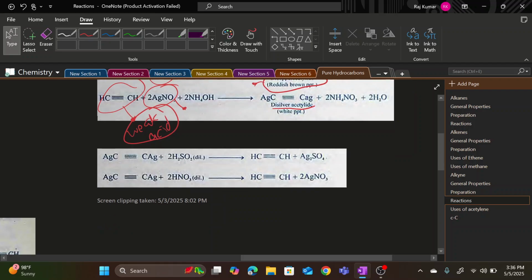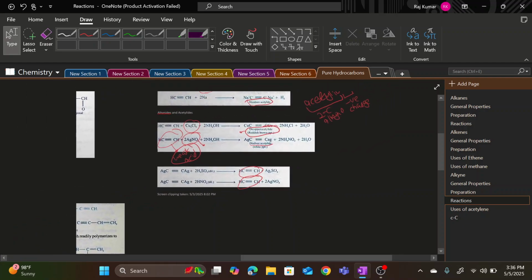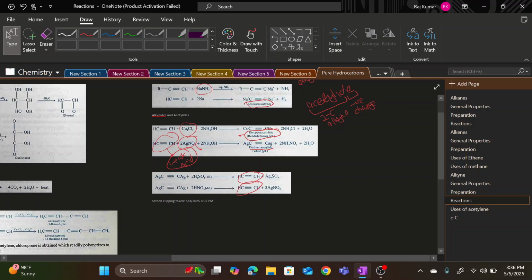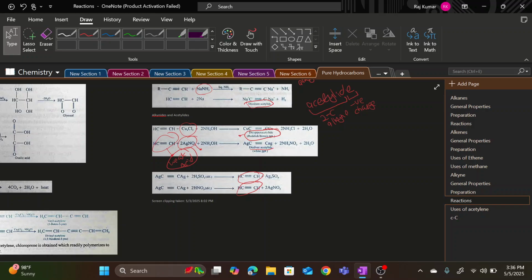Now these can also react back. They can react with mineral acids like sulfuric acid and nitric acid in order to regenerate alkynes. This entire methodology can be used for purifying, identifying, separating, and for preparation of alkynes.